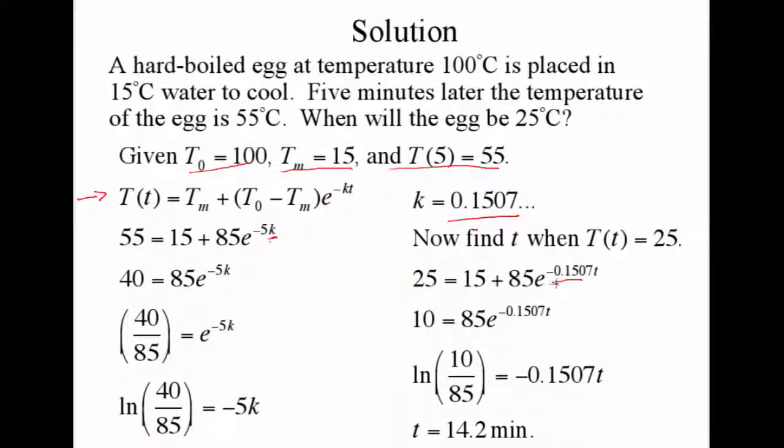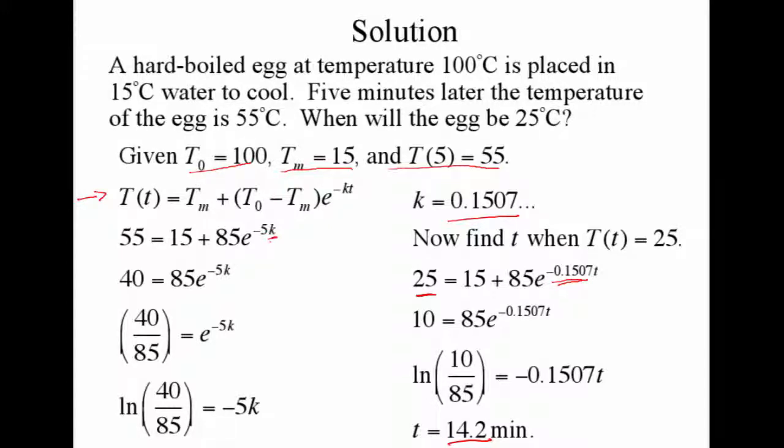So we take that K value and substitute it into the formula. We substitute 25 in for the temperature. We substitute our initial conditions, our values that we know, and now we're solving for t. The process is very similar to what we did earlier. We use the natural log, and we find that t is 14.2 minutes. So after 14.2 minutes, we can expect the egg to be 25 degrees Celsius under the given conditions.